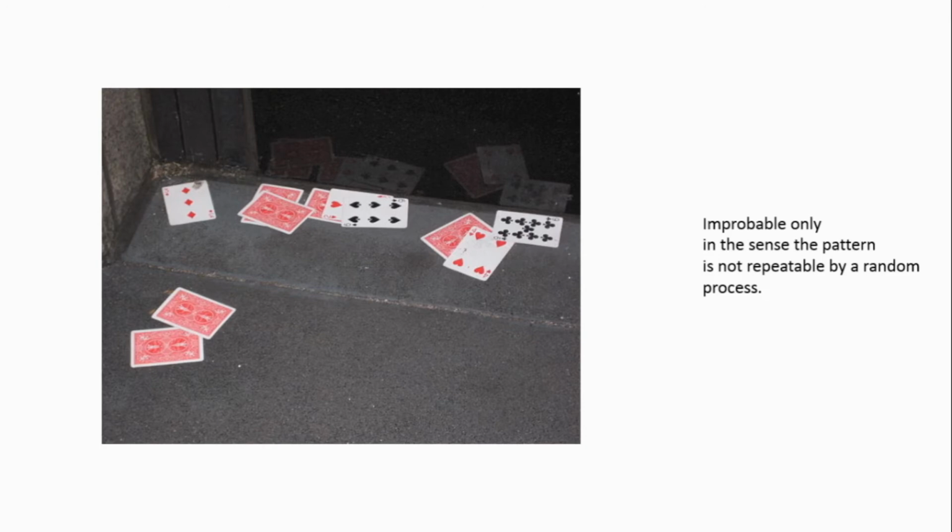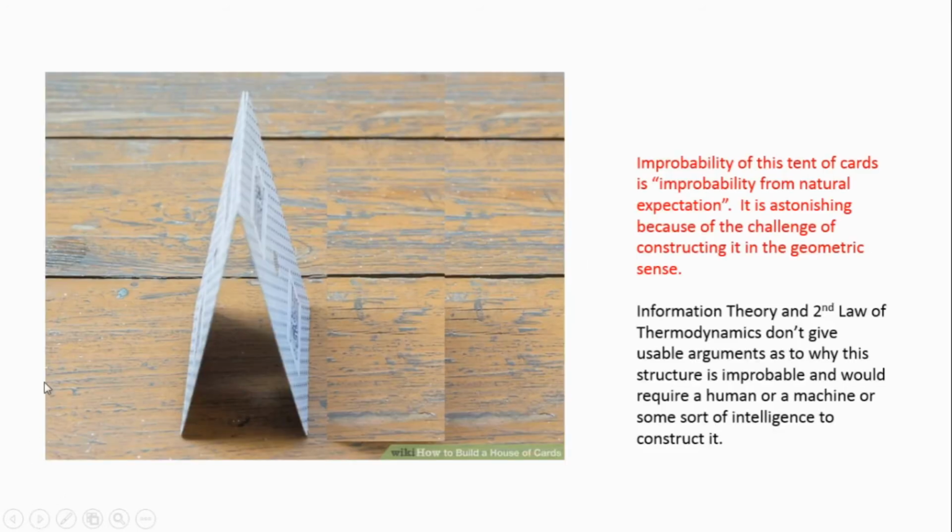Now, some critics of ID theory will say that all we're doing is trying to say we can't actually duplicate that pattern. But that's not the real problem. That's not the real improbability in question. There is an improbability as a matter of principle, such as illustrated by this tent of cards. This tent of cards is improbable. The improbability of this tent of cards is improbability from natural expectation. It's improbable as a matter of principle.